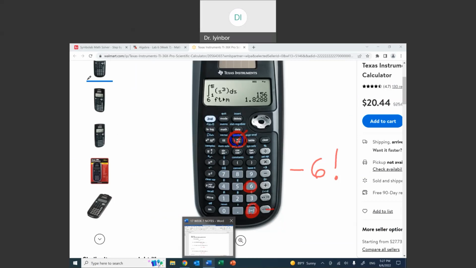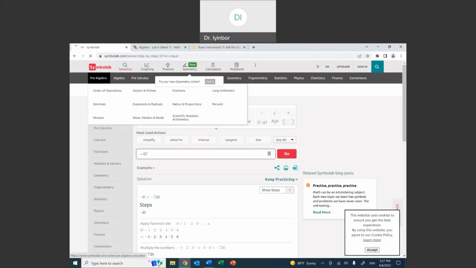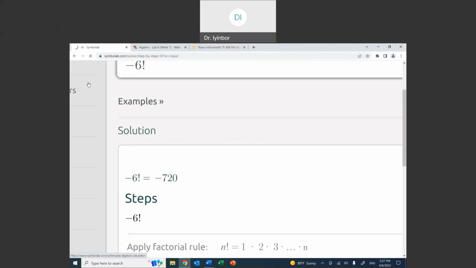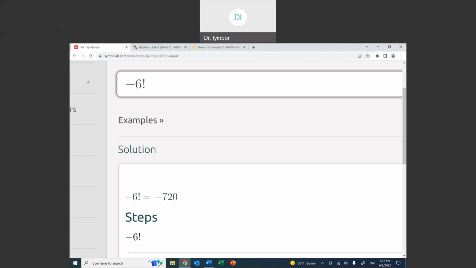I'm going to calculate this using the Symbolab app, which is an online calculator, but my ground classes cannot use Symbolab, so they have to use the calculator provided. I'm just going to type -6, and then you put an exclamation mark from the keyboard. And the answer is -720. Here they give you step by step how to do it, what the rule is and all that. So -720 is my answer.